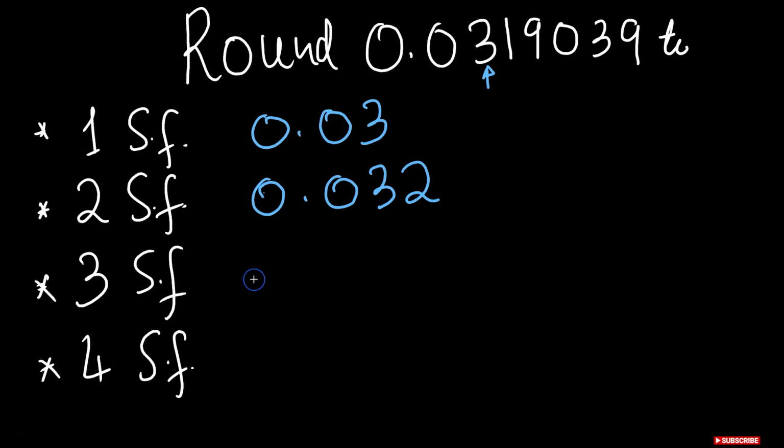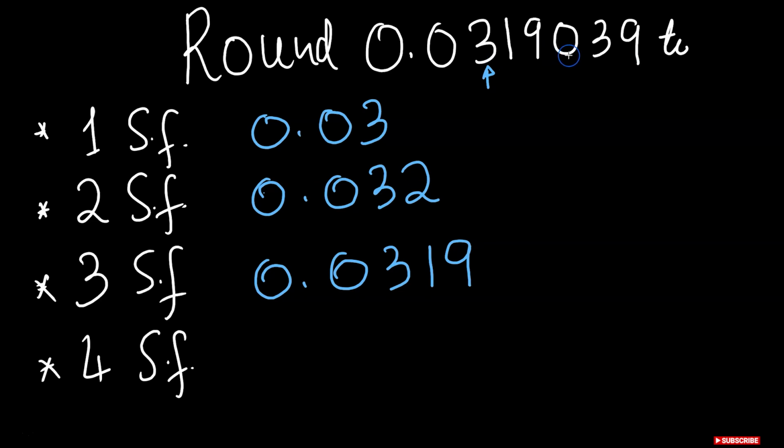3 significant figures. So my first, second, and third significant figure. The next number is less than 5. So the 9 stays the same. It doesn't go down, it stays the same. So this number to 3 significant figures is 0.0319. The last number, 4th significant figure, 1, 2, 3, 4.